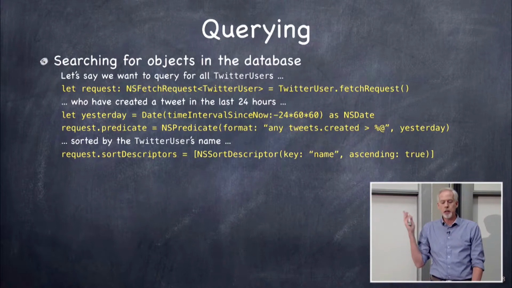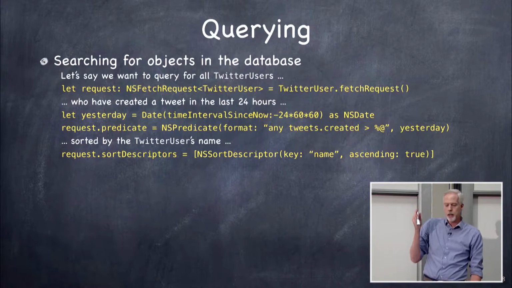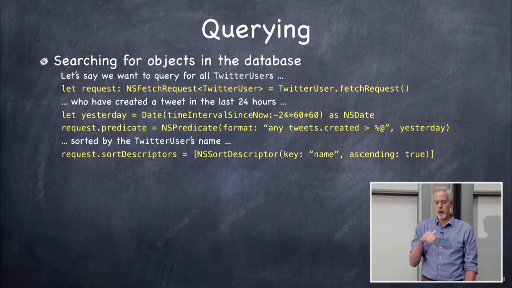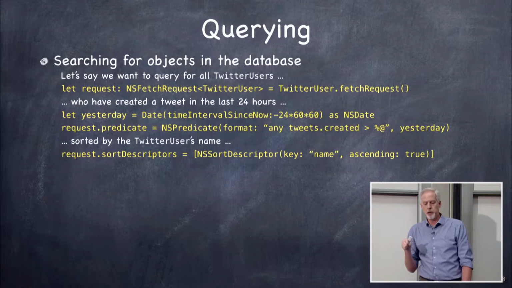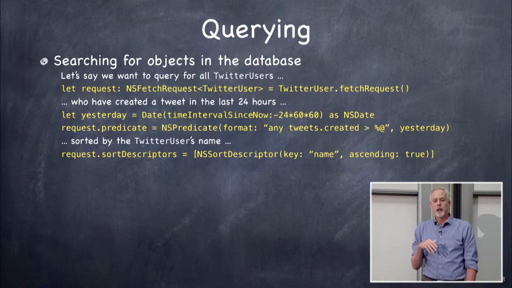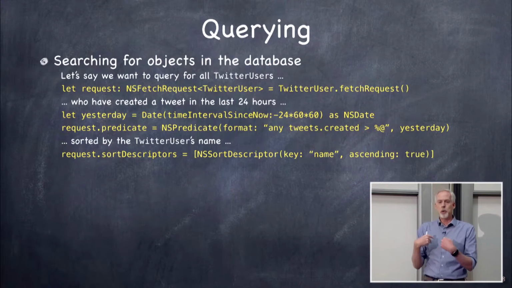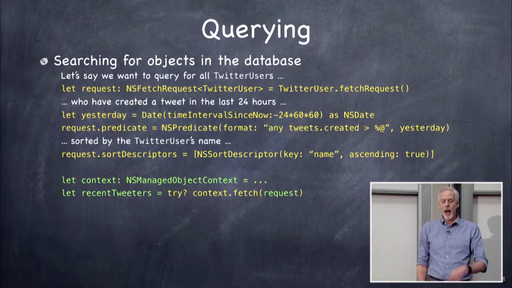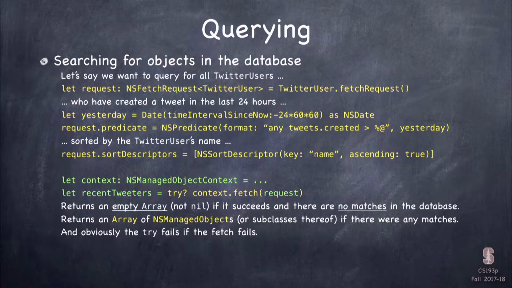So here I want any tweets that were created after 24 hours ago. Okay, because yesterday is a var I made on the previous line, which is time interval since now minus 24 hours. Okay, so I've described my search that way. I also can describe how I want the results sorted. Okay, here I'm going to sort them by the name of the Twitter user. Okay, and then I just ask the context, please go fetch those things that match that. And it gives me back an array of those things, as you might expect. And if nothing matches it, I'll get an empty array.